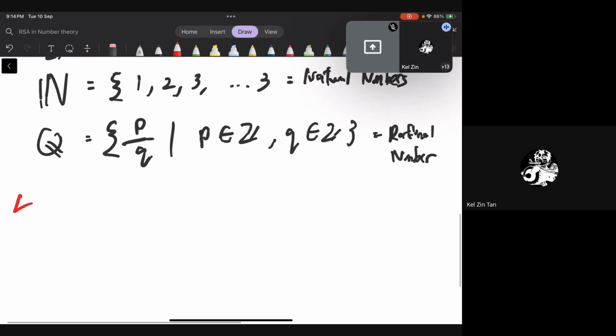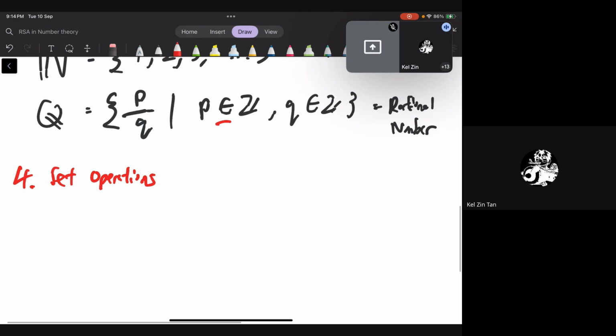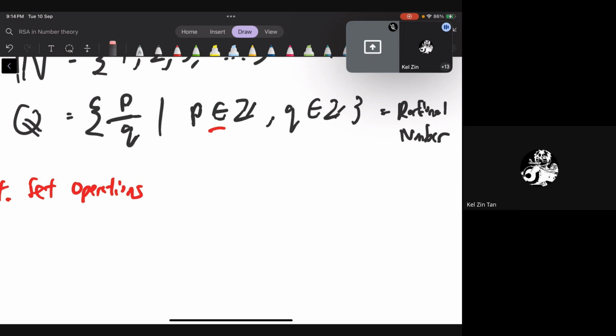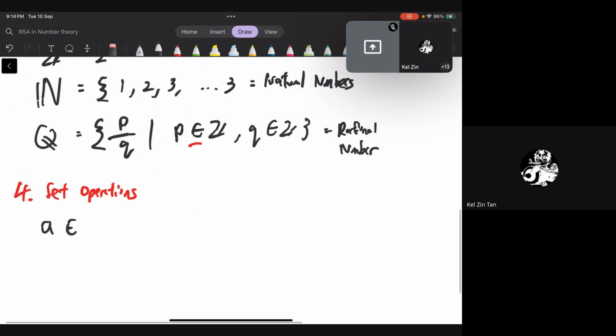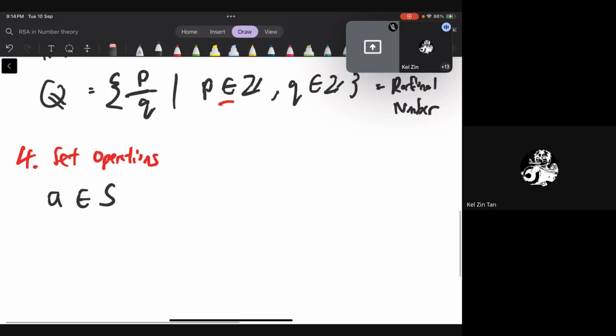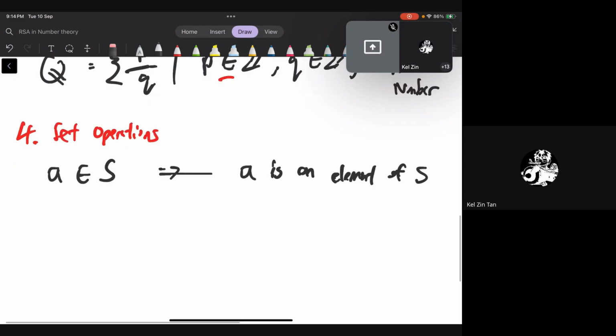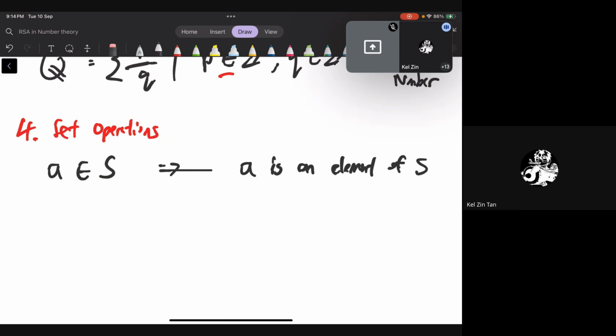Okay, so now I will introduce the set notations, the set operations. Firstly is the include operation that I mentioned just now. So when I say A in set S, I use this notation. Basically it means that A is an element of S. So yeah, this is one thing.